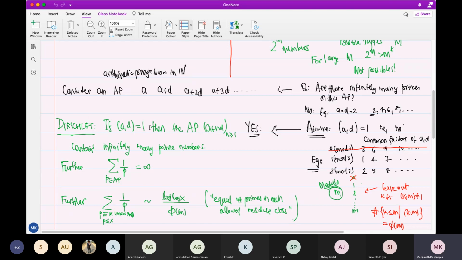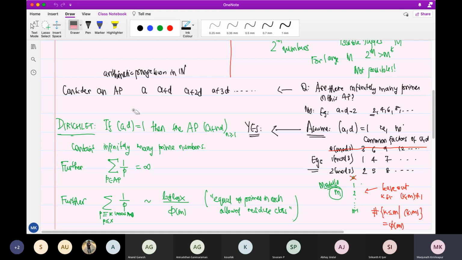So if a and d are coprime, then there are infinitely many prime numbers. In fact, what we will show is that the sum of reciprocals of primes in this arithmetic progression is in fact infinity. And a stronger statement, which we may or may not do, is that the sum is actually, I mean, so when you fix the, oh, actually I wrote something wrong here.